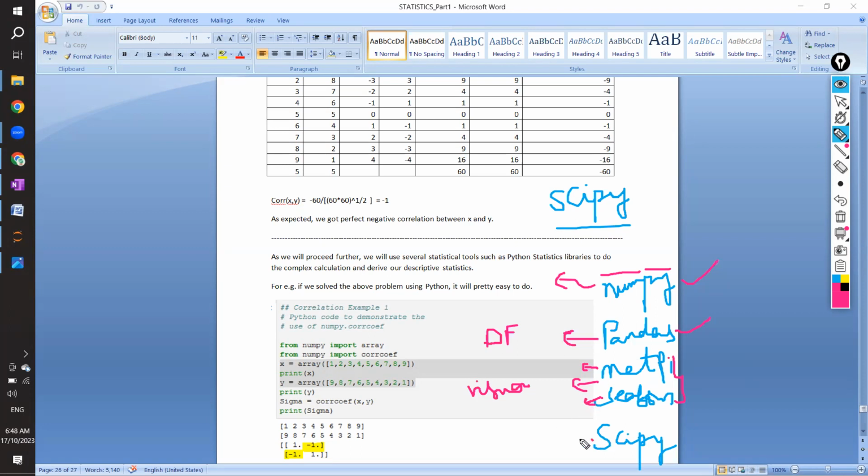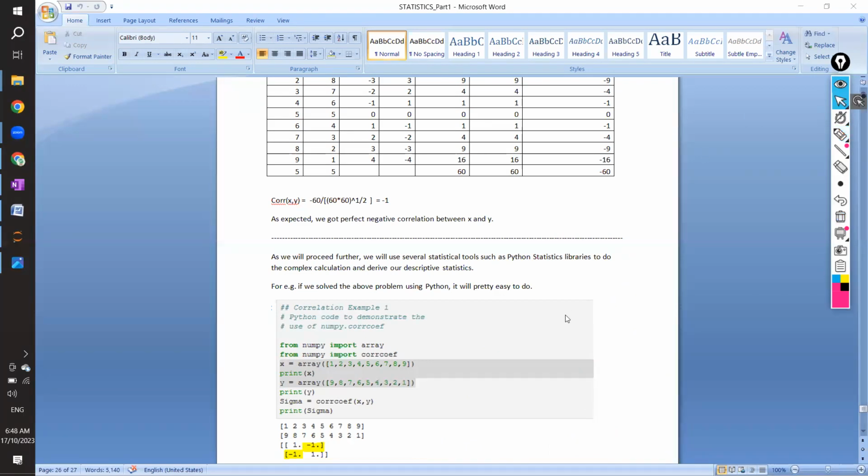And now coming to SciPy, this is scientific Python. This is a package which has a lot of modules, functions and tools which help us work on statistics, statistical measures, and so on. So these are the different packages, and we are going to study all of this.